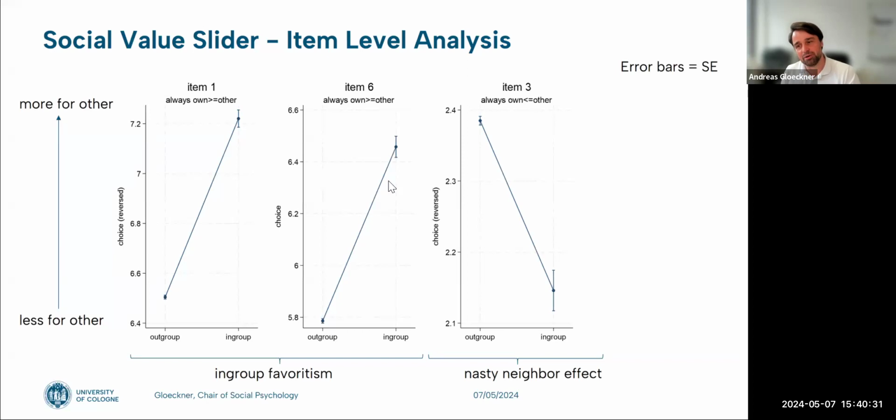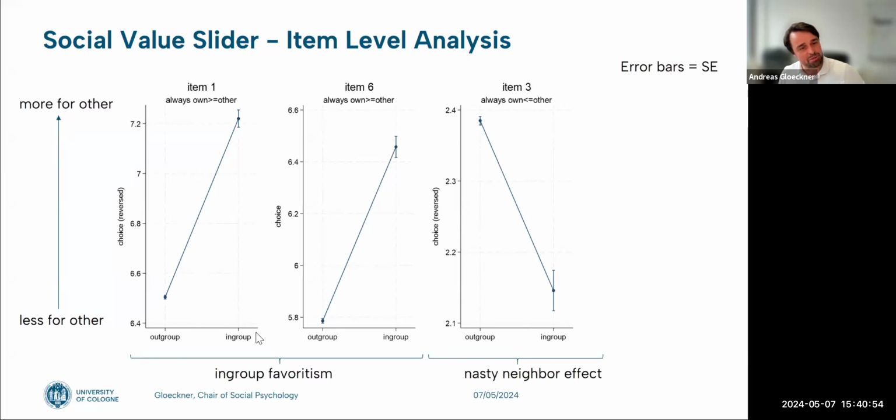So basically what's currently done, you take 6 items, average over the 6 items and calculate how pro-social a person is. If you just split up the items by the items in which the own person always has more than the other person, which is item 1 and item 6, and you have the other item 3, where the opposite is the case, then you see huge effects.